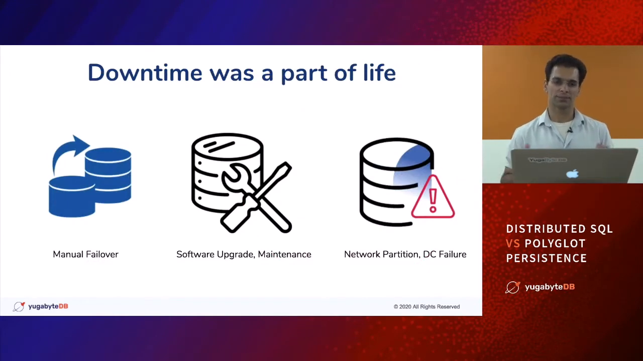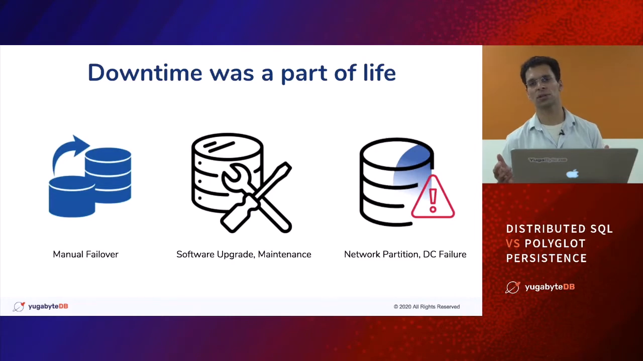Well, back then, downtime was a part of life. If you had a failure of the node that was running your database, somebody would come in and promote a slave, if you had a slave, like a replica cluster. They'd promote it to be the new serving tier, and so business resumed and everything continued as normal. But until that failover happened, you had downtime.